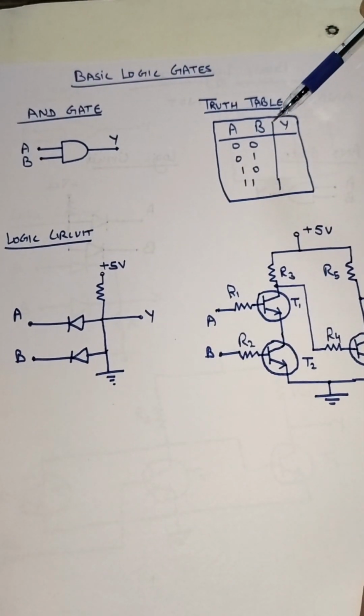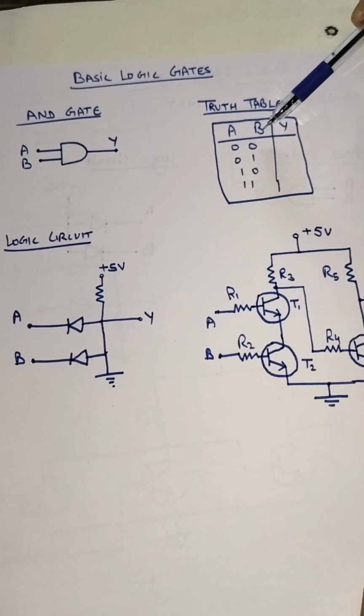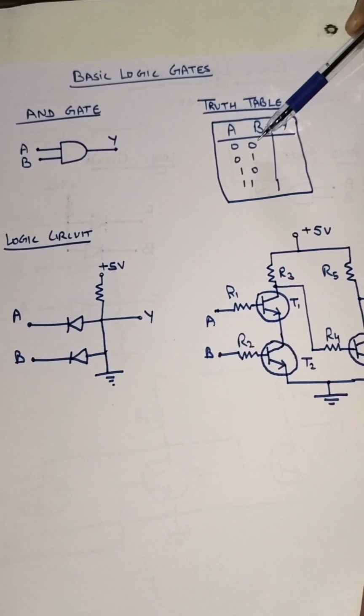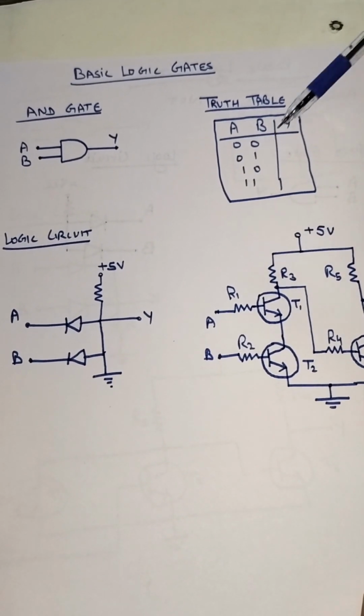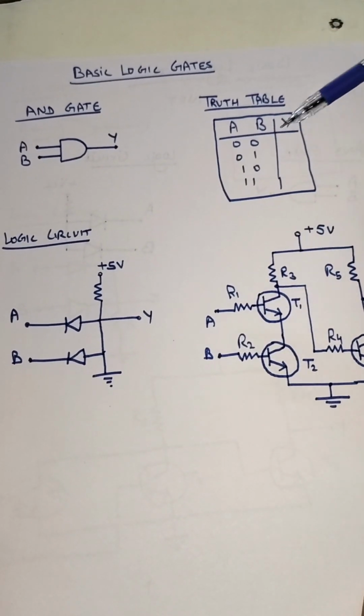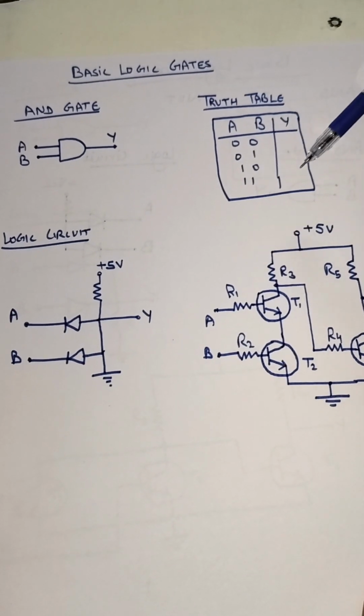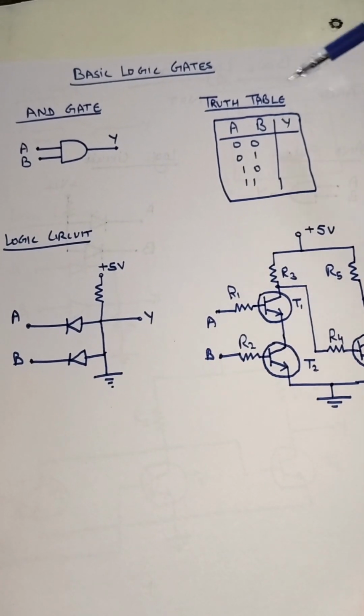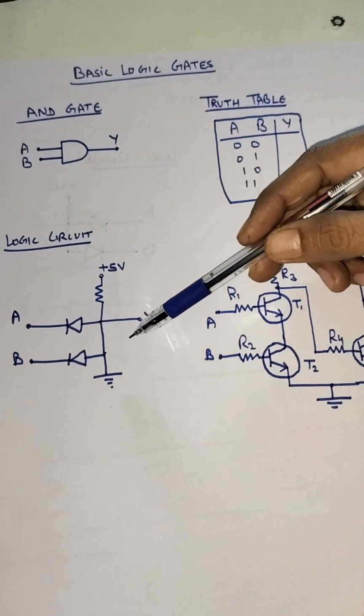And this is the truth table of AND gate where we have two inputs. If both the inputs are 0 or any of the input is 0, we will get a 0 output. And if both the inputs are 1, we will get a 1 output. We will verify its operation with the help of the logic circuit.